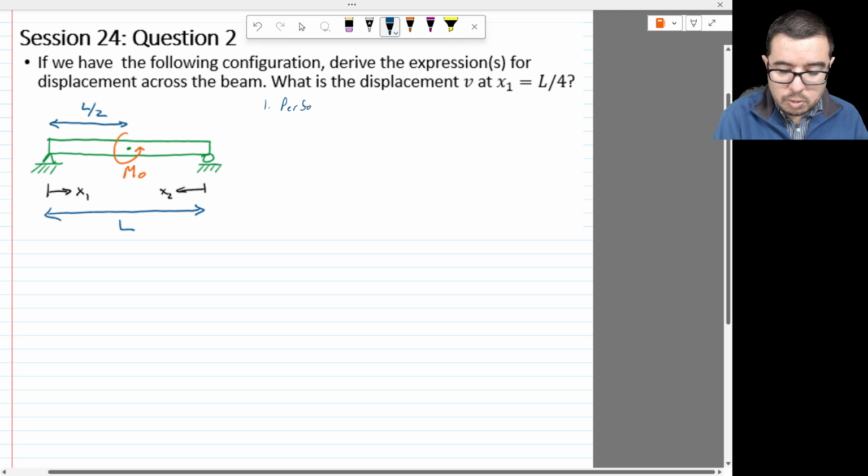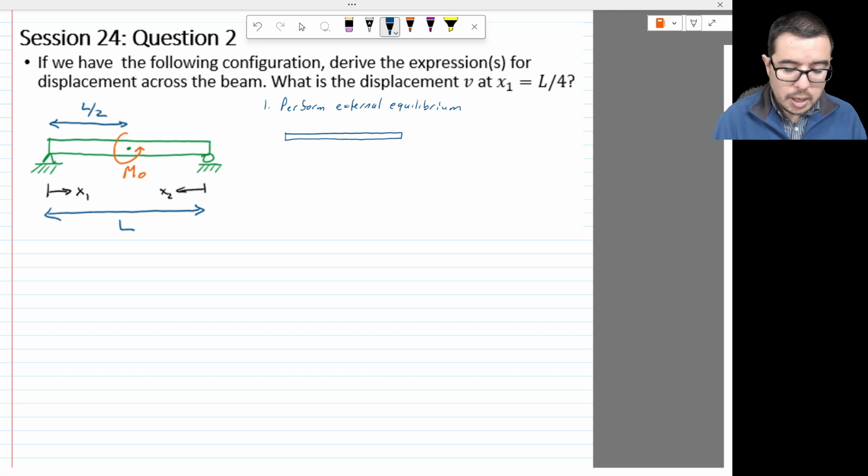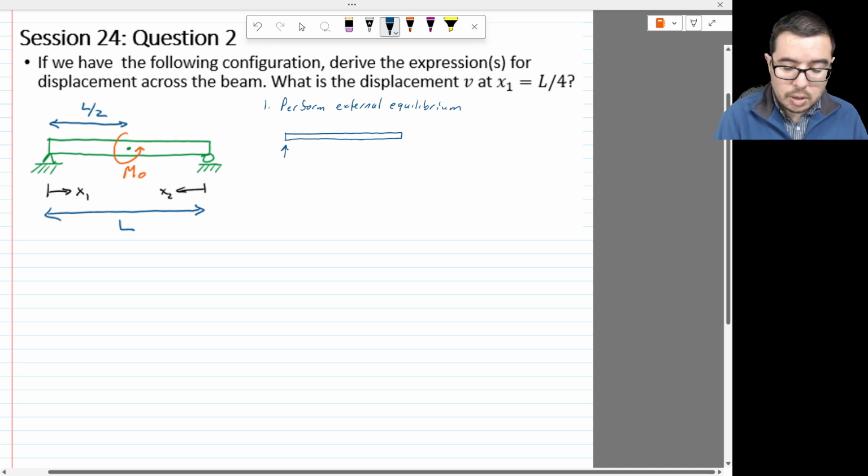perform external equilibrium. And for this problem, we can go ahead and draw out the beam in its entirety, and we can put a couple of forces. We'll call this R sub L, and we'll call this one R sub R.